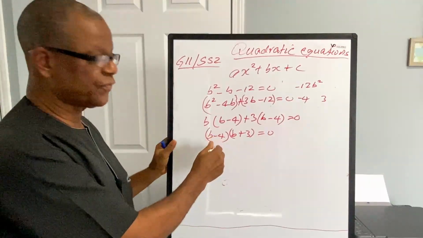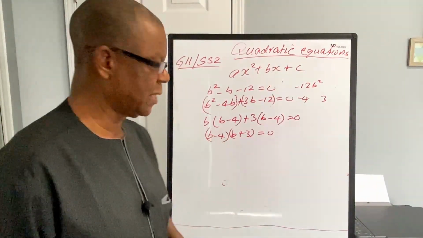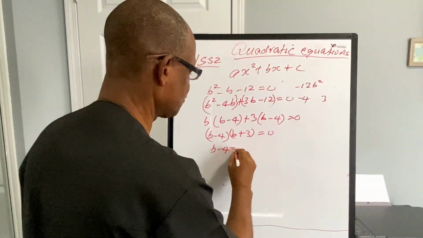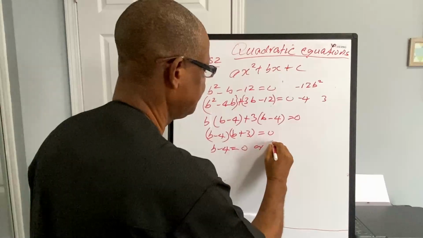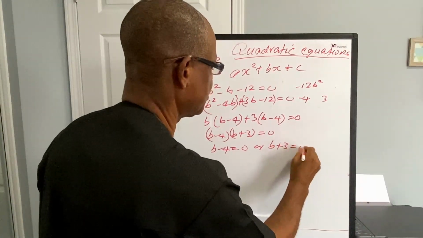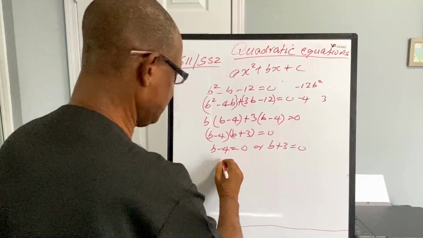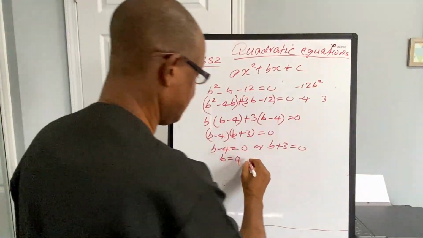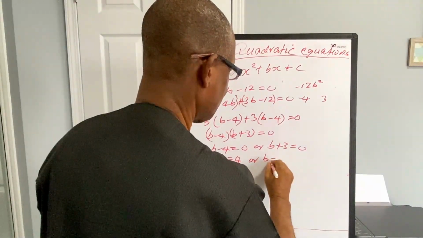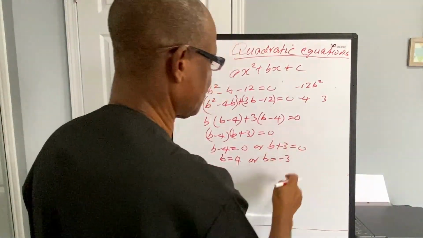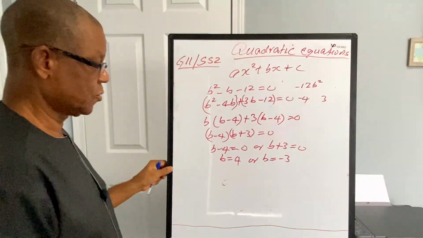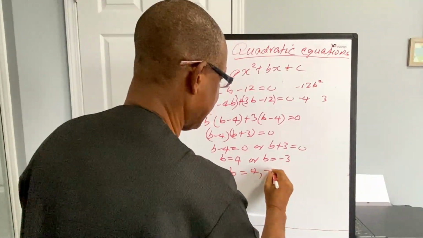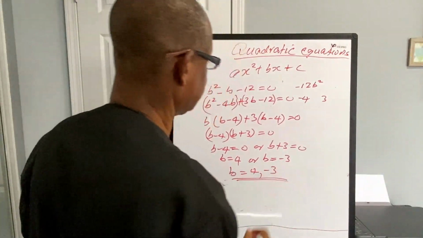Since b minus 4 times b plus 3 is equals to 0, either b minus 4 is equal to 0 or b plus 3 is equal to 0. Therefore, b will give us 4, as the negative 4 crossing becomes positive, or b equals to minus 3. Positive crossing equality sign becomes negative. So we have for our solution b is equals to 4, minus 3. This is the result for this.